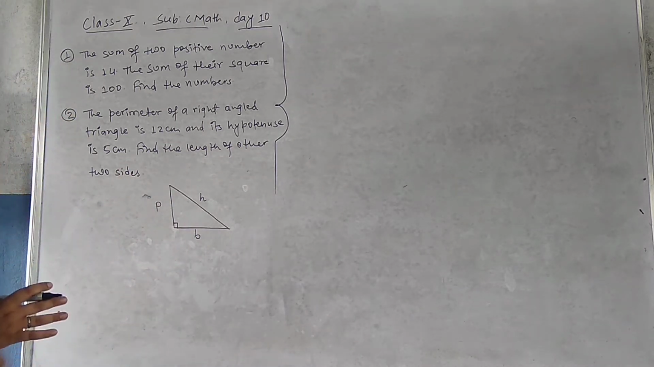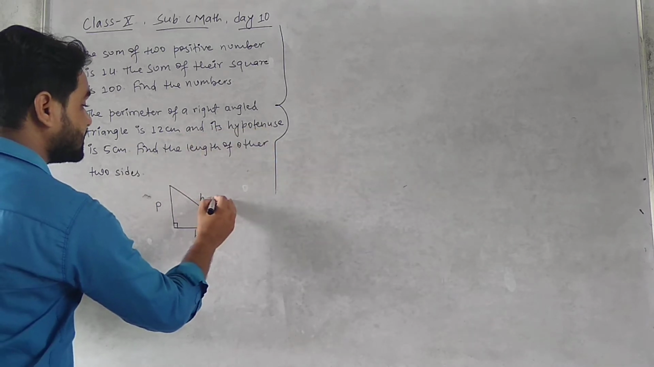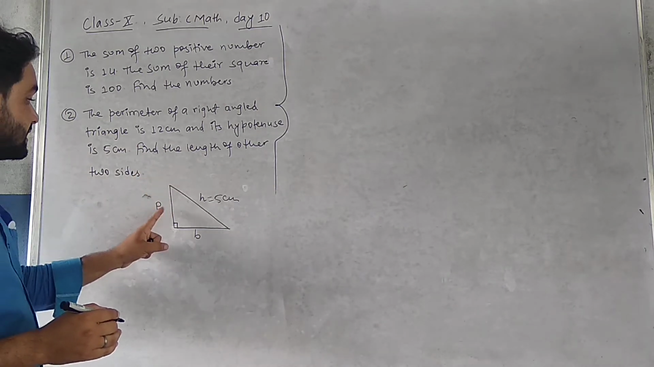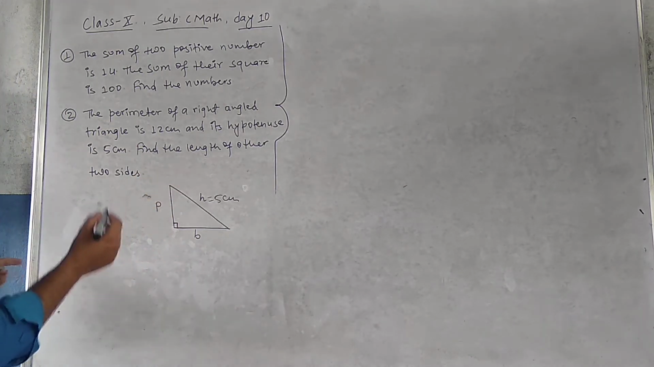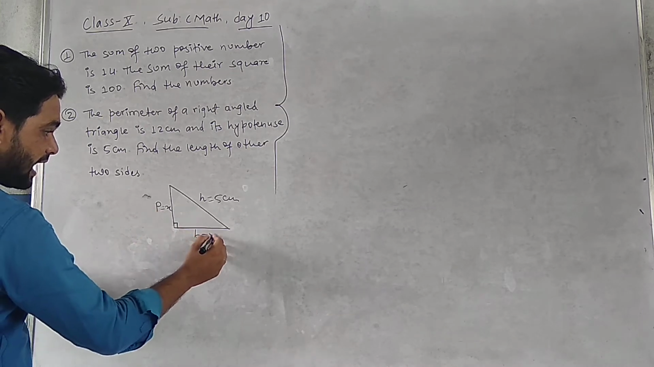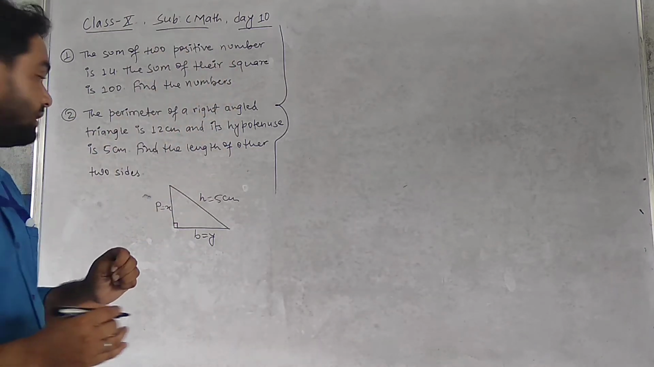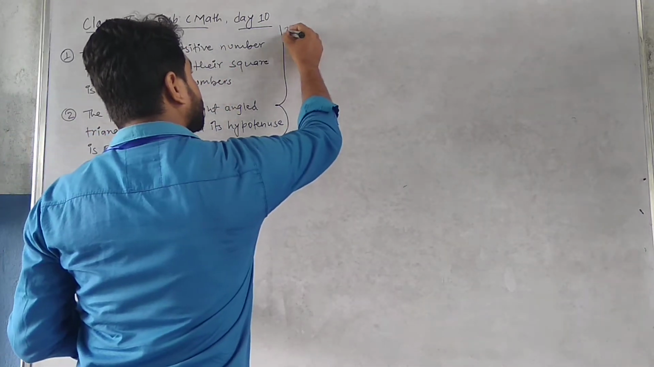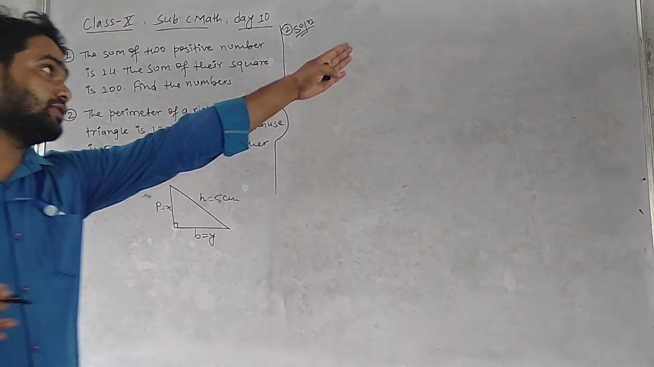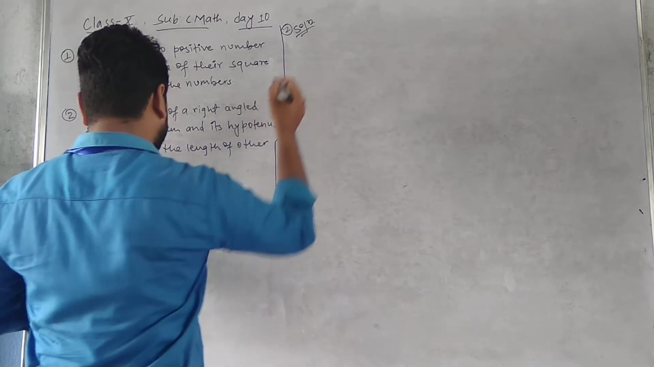It is given that its hypotenuse is 5. That means this is 5 centimeter given. And then we are going to find this and this. So we can write this as x and this as y. And on the basis of that we are going to write the solution of question number 2. You can draw this figure over here also.